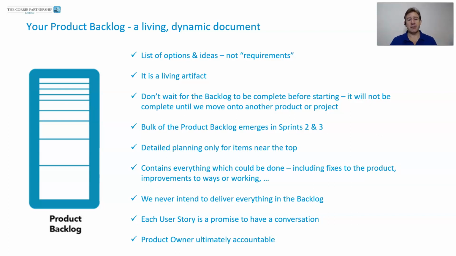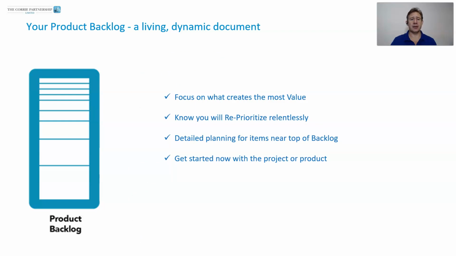Obviously, the product owner, as we've mentioned before, is ultimately accountable for this, but that's where we want to get to. So to leave you where we started: our focus on creating value, reprioritize relentlessly, detail planning only for items that you're about to start working on, and get started straight away. Hopefully some ideas there to help us really get our mindset right around what it means to be agile. And again, I think that if we get this right for the product backlog, the rest of it tends to flow quite nicely.